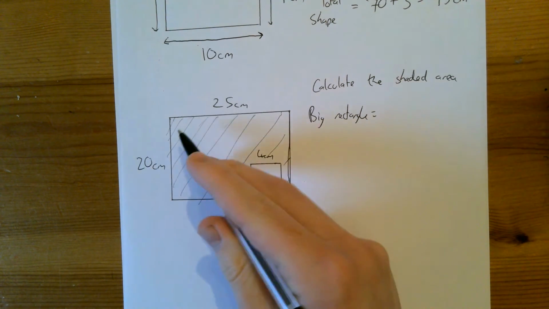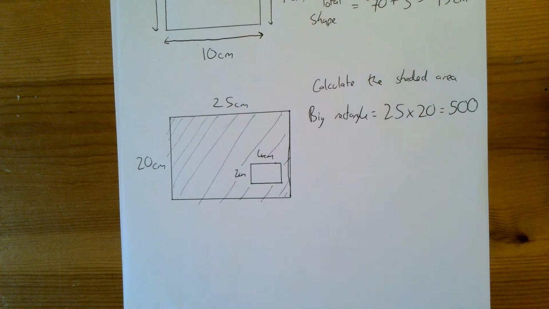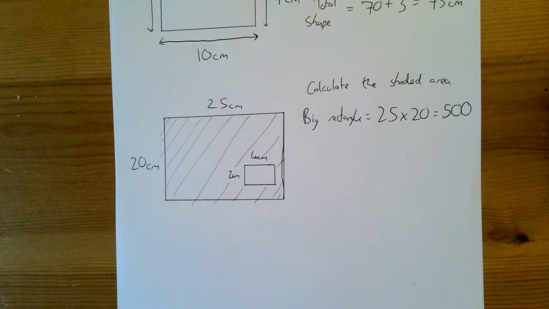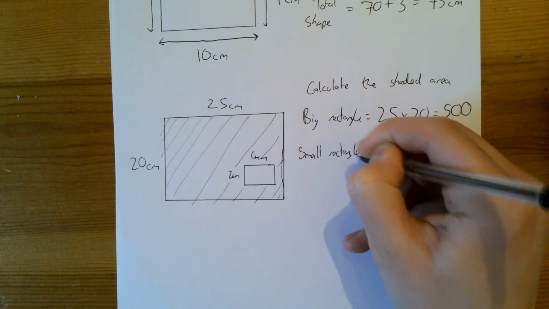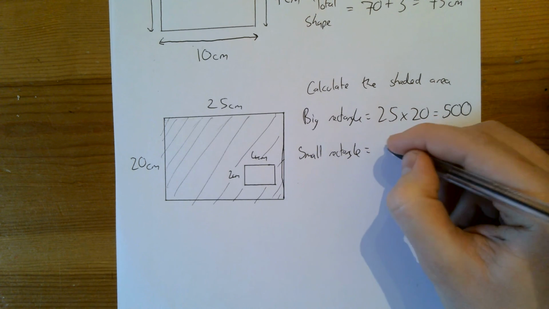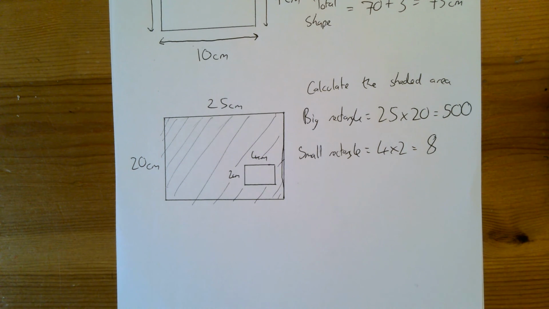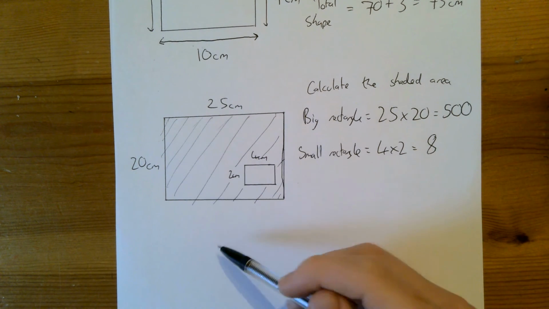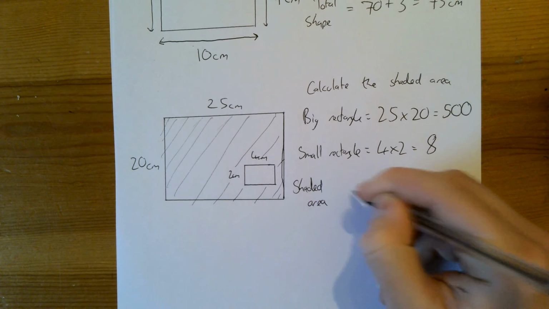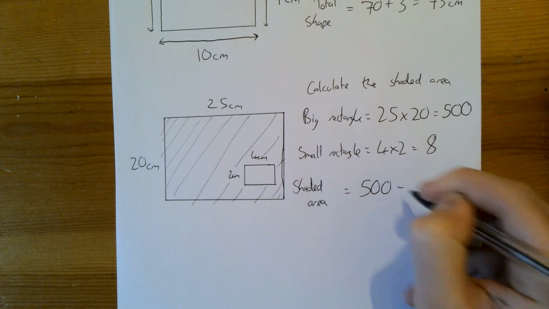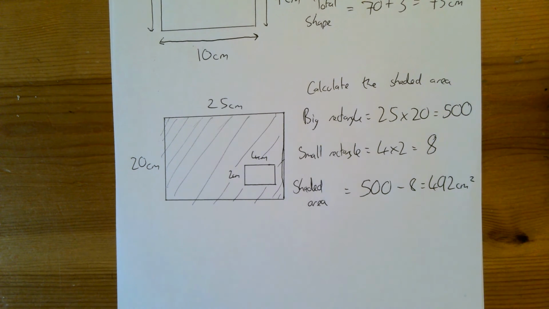which has got a base of 25 and a height of 20, so it's 25 times 20, which is 500. Then I'm going to do the small rectangle, which we can see is base of 4 and a height of 2, so it's 4 times 2 is 8. And then this time I don't want to add them together because this is inside this and it's getting taken out. So I'm going to do the 500, take away the 8, which means it's 492, and again the units for this one will be centimetres squared.